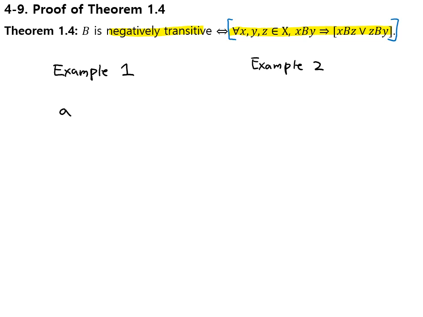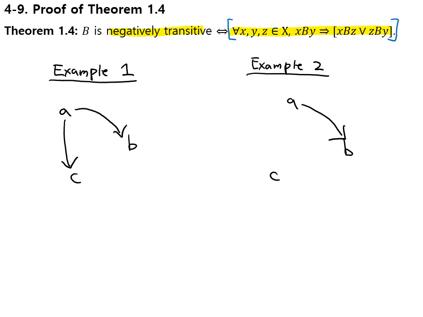Suppose that we have three elements, A, B, and C. In the first example, the relation is like this, and in the second example, the relation is like this. So the question is, let's first look at example 1. Is this negatively transitive?